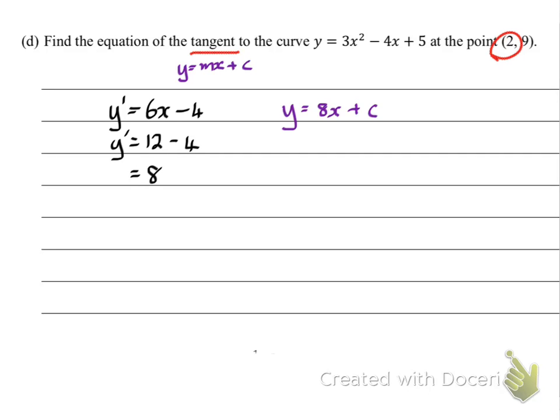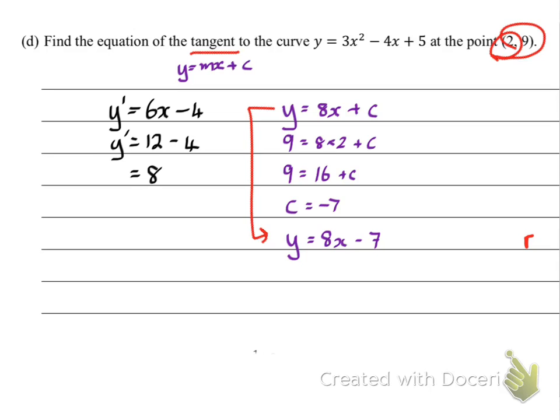Now that's the gradient of the equation. Use the points (2, 9). 9 equals 8 times 2 plus c. c equals negative 7. Write out the equation again, and you have another merit.